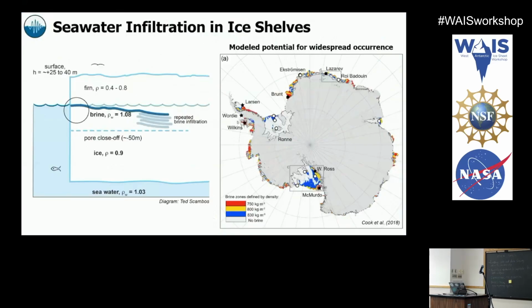So we've known for decades that it's possible for seawater to infiltrate into permeable firn on ice shelves when pore close-off occurs below sea level. So it might be either because the accumulation on the shelf is high or because the ice shelf itself is very thin.